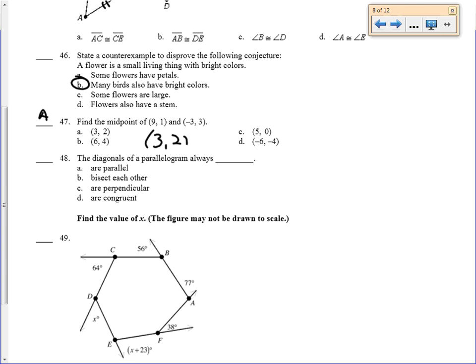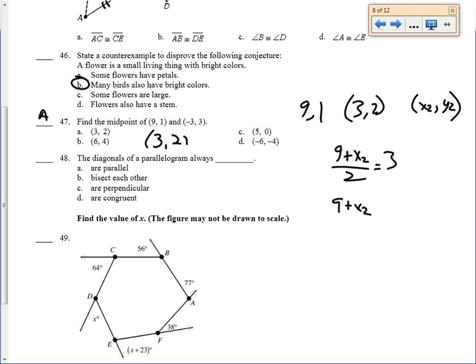Look, if I gave you 9, 1 was one point, the midpoint was 3, 2, and asked you for this other point over here. Guys, do you use a different formula? No, same formula. Now I just go 9 plus x2, anybody? Divided by 2 equals 3. Now, what's the first step to start that problem out? Cross multiply. So I'd have 9 plus x2 equals 6. So what's my x2 equal to?